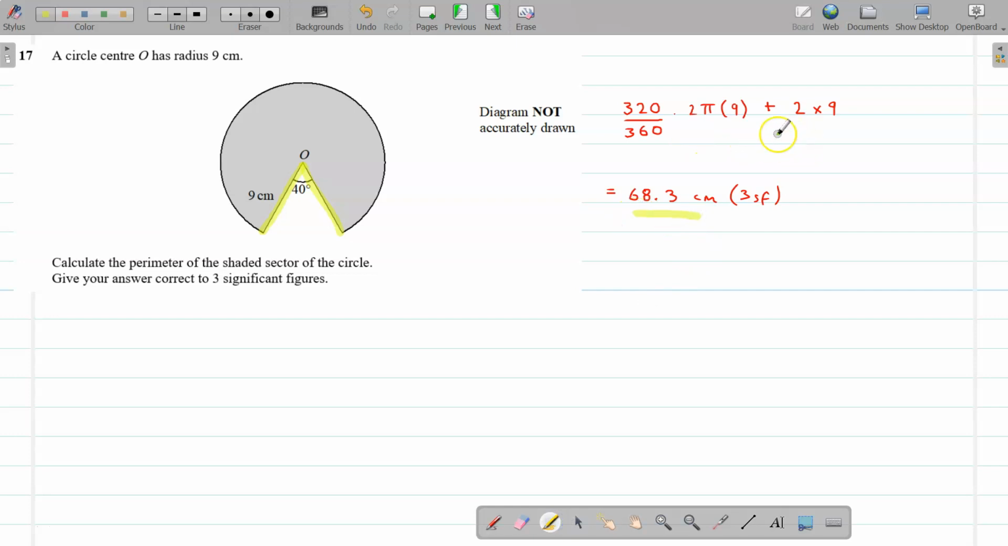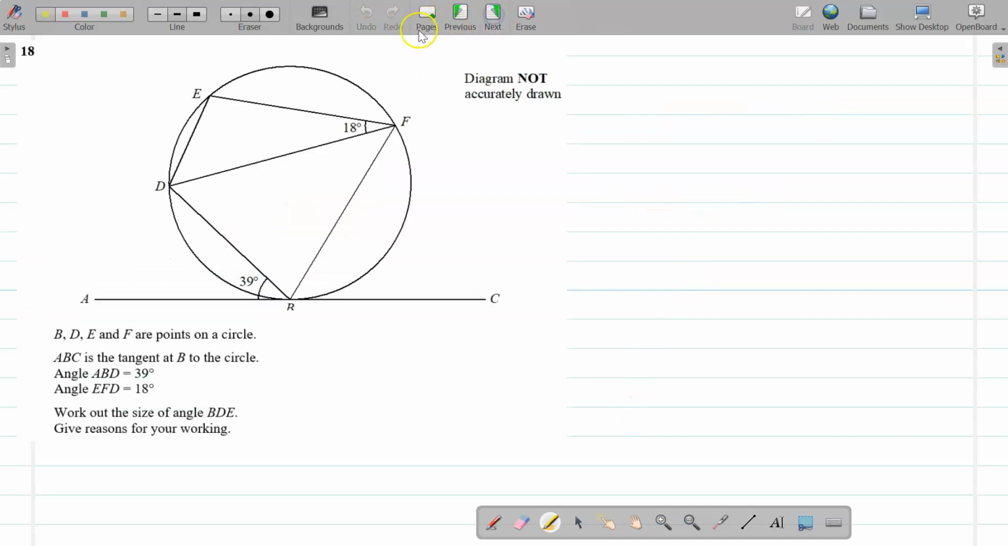So clear working out and an answer shown clearly. Next, question number 18, circle theorems. Immediately you see that, and the first thing you've got to do is show information on here and here. It says give reasons for your working, so you must actually give proper circle angle reasons.